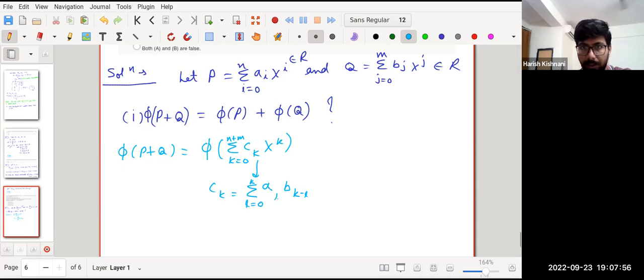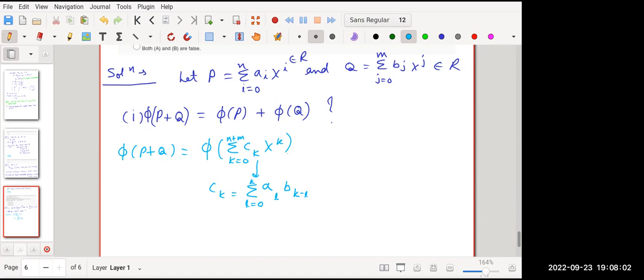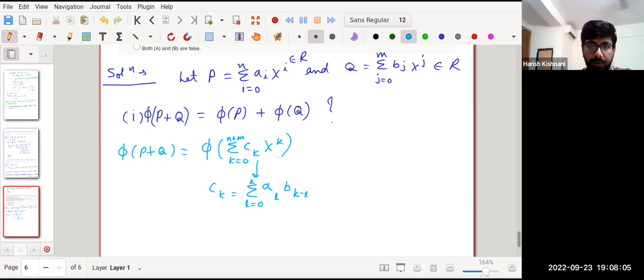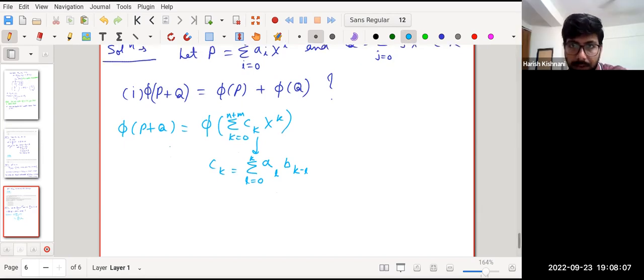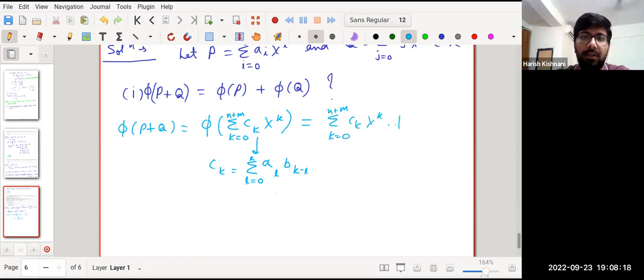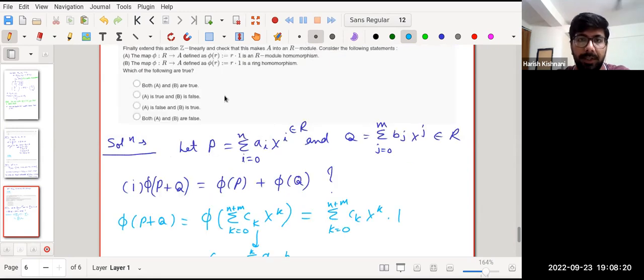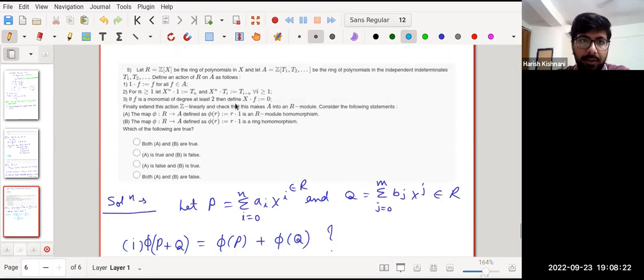This is how we multiply two polynomials, right? Yes, sir. Okay. So now we want the image of this. Its image is just the summation of k equal to 0 to n plus m of ck xk dot 1. That's how this morphism is defined, r dot 1. And for 1 you have that xn dot 1 is tn, right?